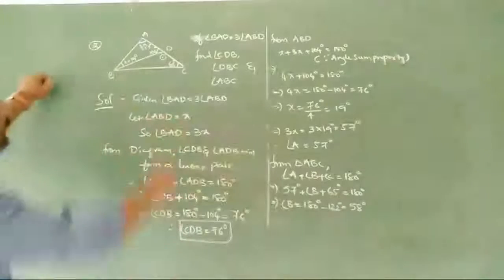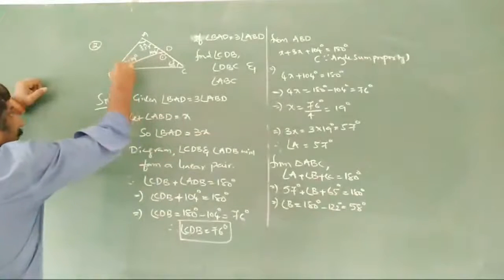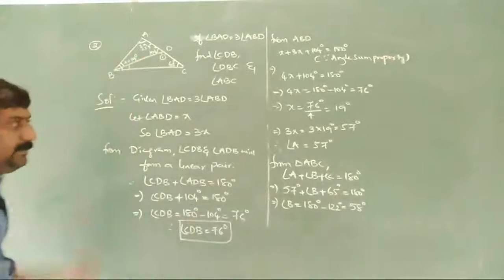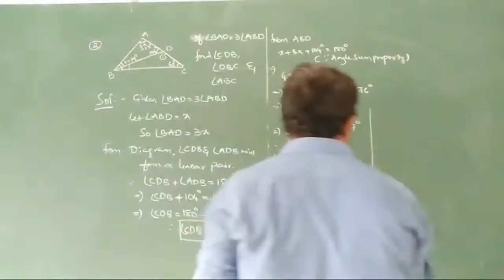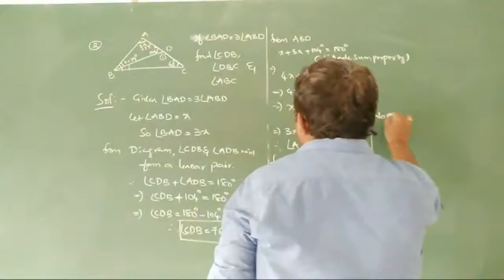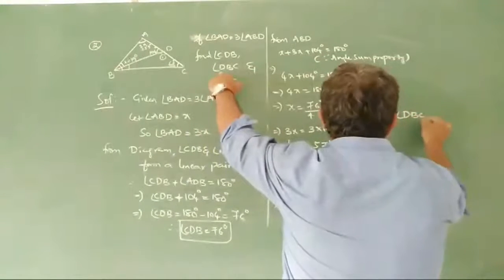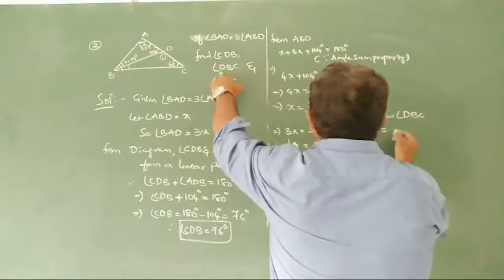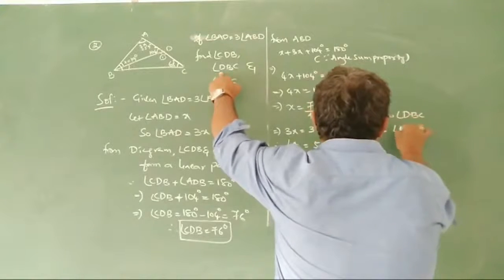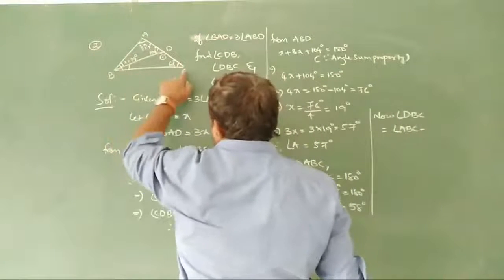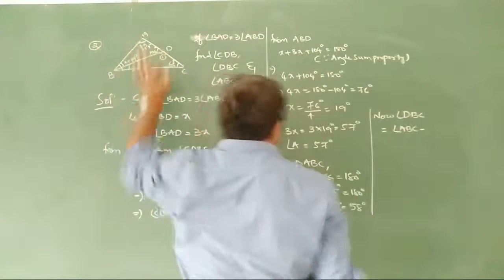Then what about this angle? If it is 19, and the total is 58, what about this? 58 minus 19. Now angle DBC is equal to, what can we write? Total angle, nothing but angle ABC total, minus ABD.